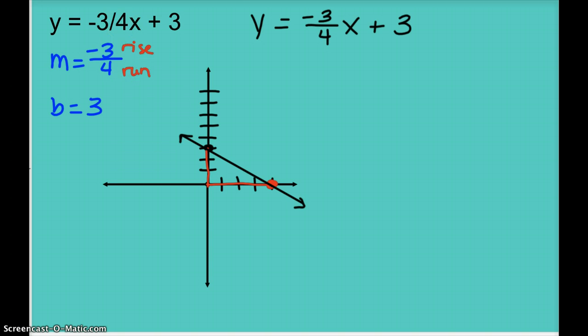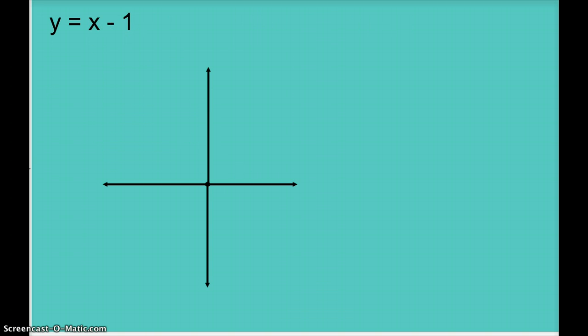Okay, next example. We have the equation y equals x minus 1. So again, let's pick out our slope and our y-intercept. Our slope is the number that's directly in front of the x. Now, there is no number right here, and we know that when there's no number in front of an x, technically it's a 1. So your slope is 1. And your y-intercept, since it says -1, my y-intercept will be -1.